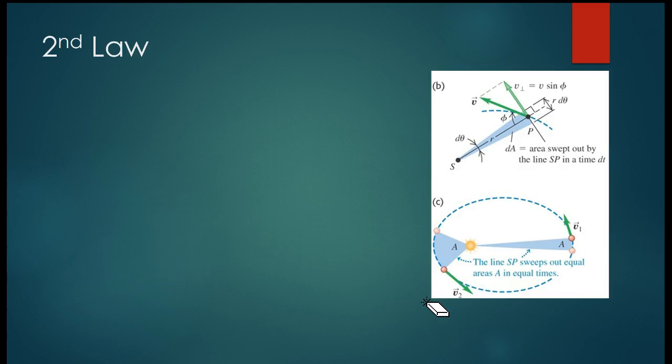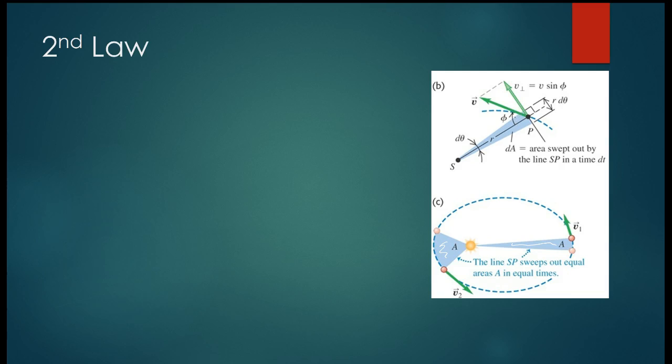Okay, now the second law gets a little bit more complex. And the second law, what we want to show is that these two areas here and here are actually the same in an equal amount of time. So we're going to break this down. So take a look at the diagram labeled B here, which shows one of these sectors and a point on the sector with the actual velocity v and the perpendicular component of that v sine phi. So phi is the angle between r and v.